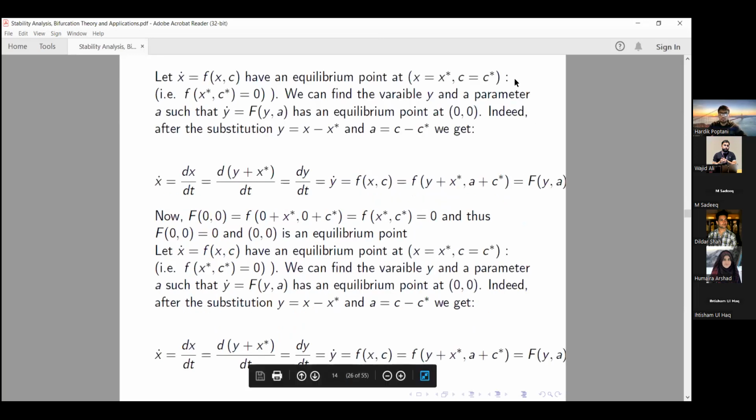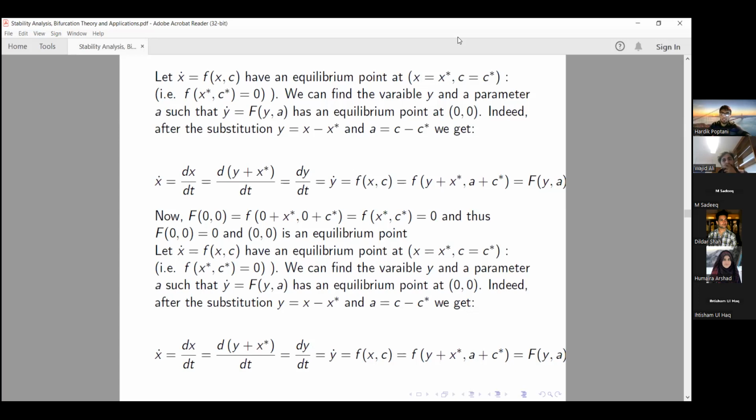So yes, I was about to start with an example right here, where x dot equals f of x, c has an equilibrium point at x equals x star and c equals c star, where of course f equals 0, because by definition of equilibrium point. So let's say we can find another variable y and a parameter a such that y dot is equal to a different function f of y, a has an equilibrium point at 0, 0.